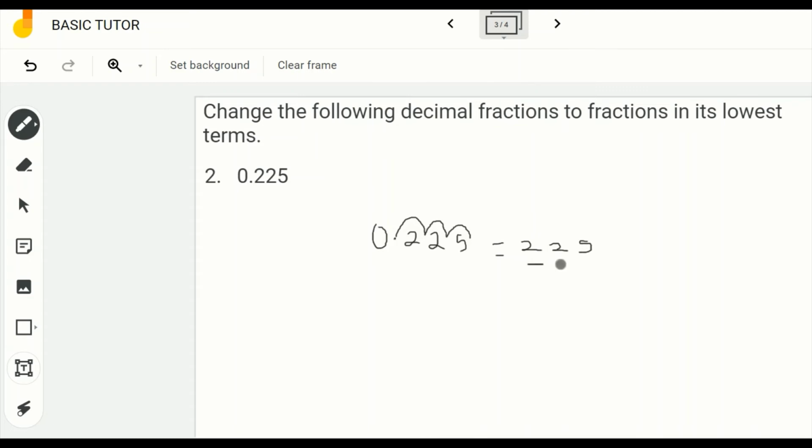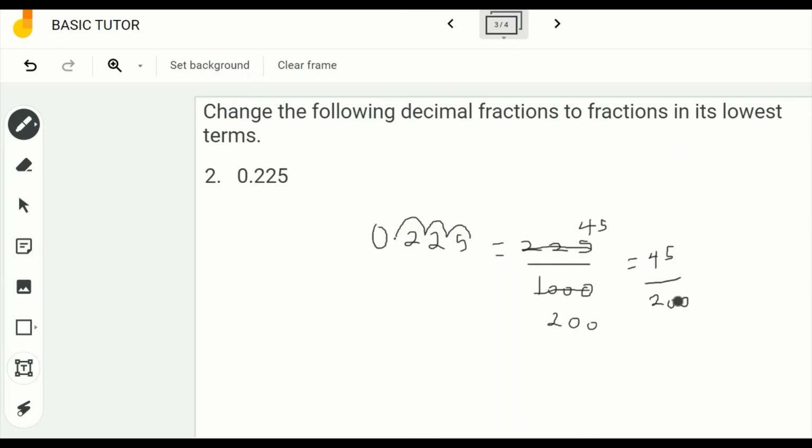So that gives us 225 over 1000. So this is our fraction, but we have to leave it again in the lowest term. So to do that, we divide the numerator and the denominator by the same number. In this case, we can use 5. 5 into 225 will give us 45. 5 into 1000 will give us 200. Okay, so we are left with 45 over 200.